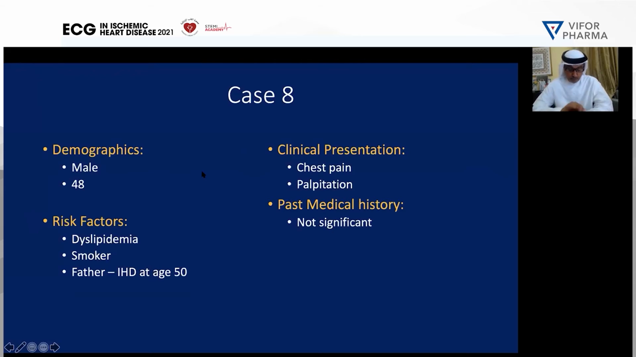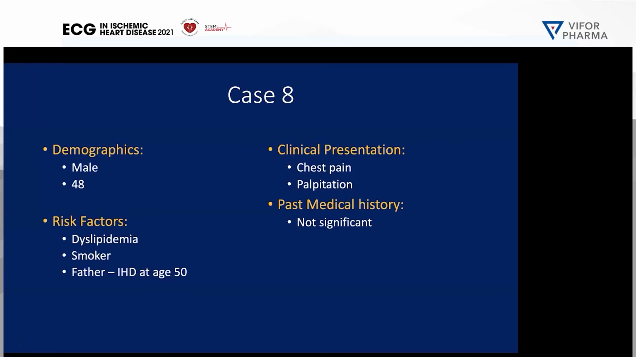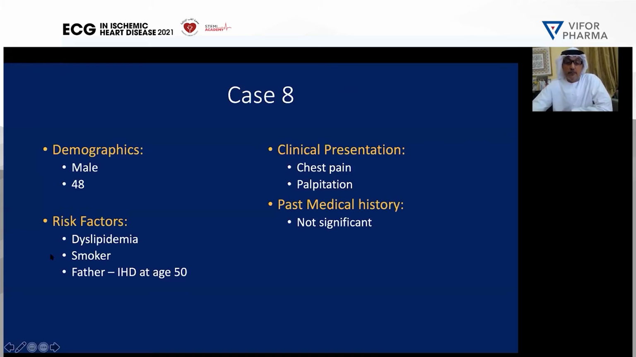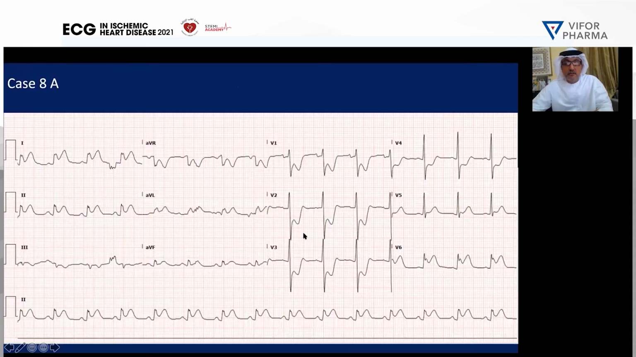Case number 8 is a male, 48, with dyslipidemia, smoking, and family history. When I see a family history, Dr. Sharif, I hope you have the same concern, don't be misled by the young age. When I see a family history, it usually makes me worry more, especially in young age. I take those cases very seriously, those chest pains. So chest pain, palpitation, past medical history is not significant, and that's his ECG.